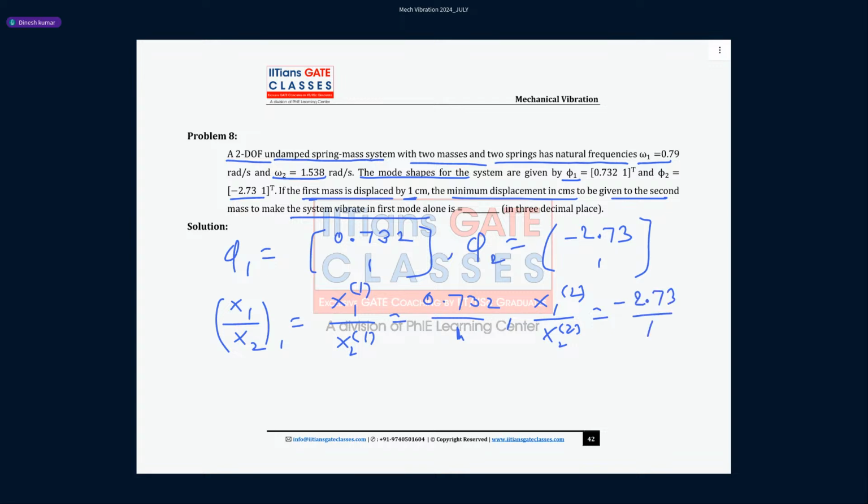Clear? Now guys, if system vibrates only in second mode, then what actually we know? Anybody can tell? So we already know what is the initial displacement of mass m1. They mention 1 centimeter, right?